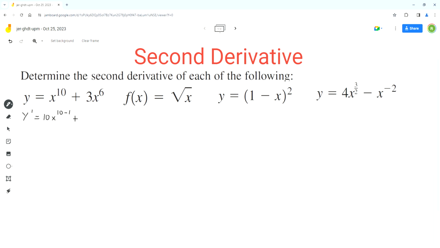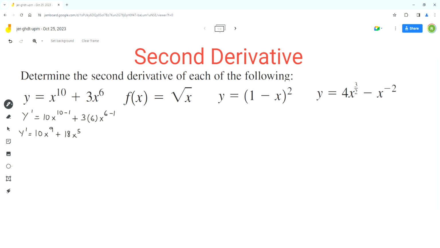plus, now we'll use the power rule again for the second term. So 3 is the coefficient, so it will stay as it is, times 6, and then x exponent 6 minus 1. So now we can simplify this expression. So y prime equals 10 and then x to the power 9 plus, now 3 times 6 is 18 and 18 x to the power 5.